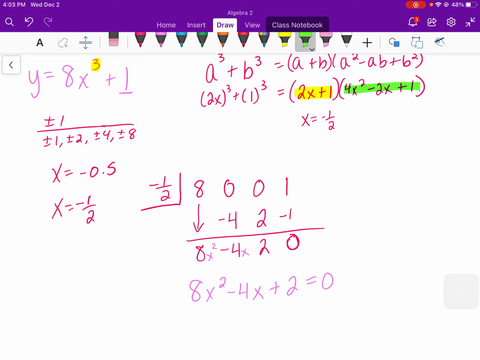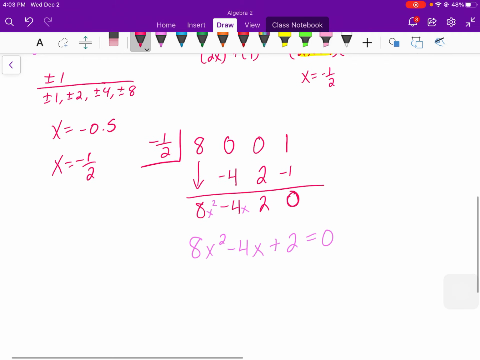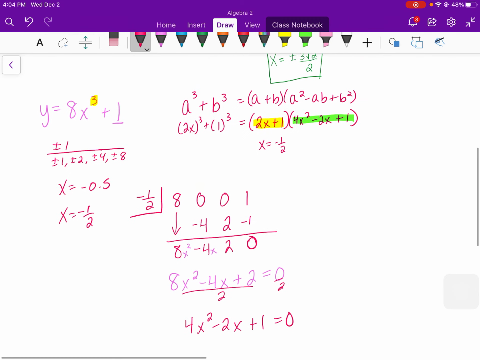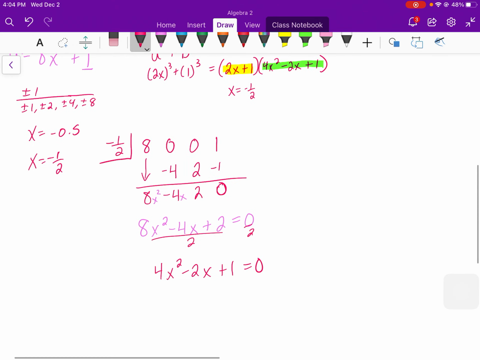So you might be wondering why it's not the same as what I highlighted up here in green, 4x squared minus 2x plus 1. But really, if you think about it, 8, 4, and 2 are all divisible by 2. So before you do the quadratic formula here, you might want to divide everything by 2. So you get 4x squared minus 2x plus 1 equals 0. And then unfortunately, this one does not factor any further. So you'd have to do the quadratic formula. So you'd have A, B, and C.